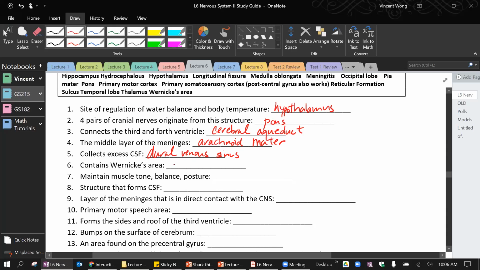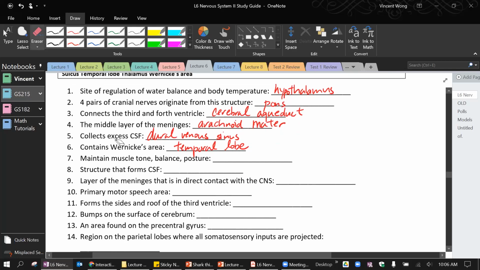Contains Wernicke's area, temporal lobe. Maintain muscle tone, balance, and posture. That is the cerebellum.